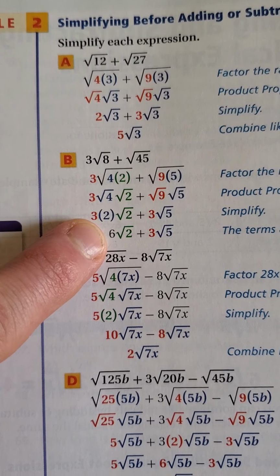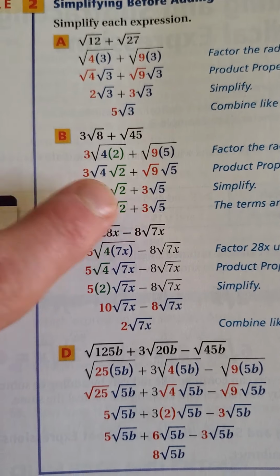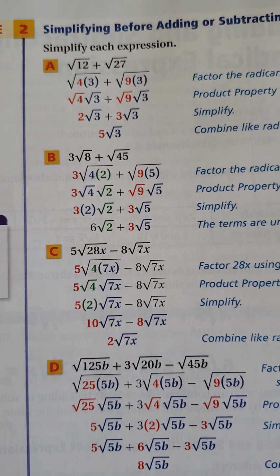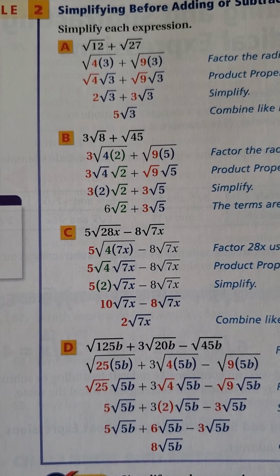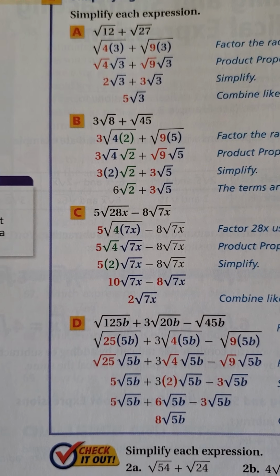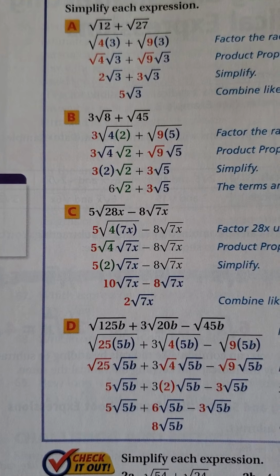So you get 6 root 2 over here. Over here, follow the steps and get 3 root 5. And something that has a square root of 2 is not going to combine with something that has a square root of 5. They don't combine. So that's the final answer.